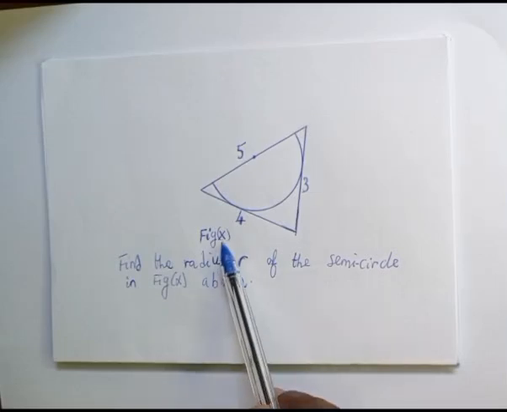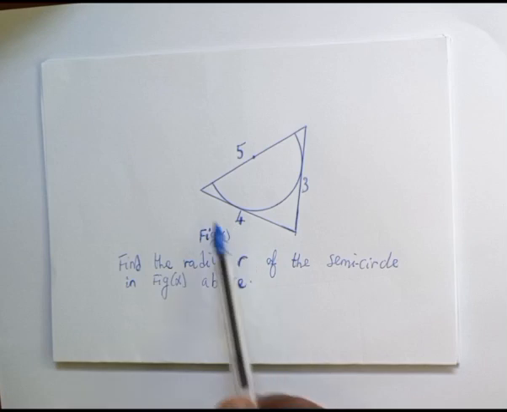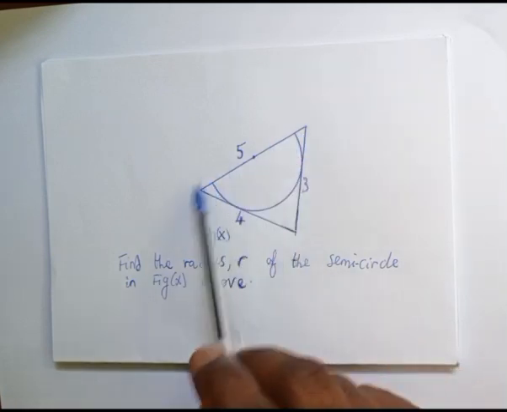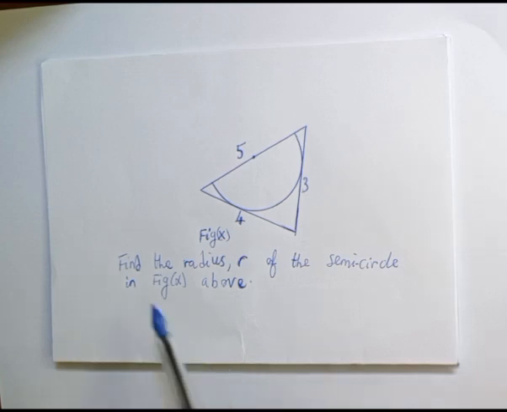Figure 10 is a triangle with the three sides given as 4, 3, 5 with an inscribed semicircle. Find the radius r of the semicircle in figure X above.